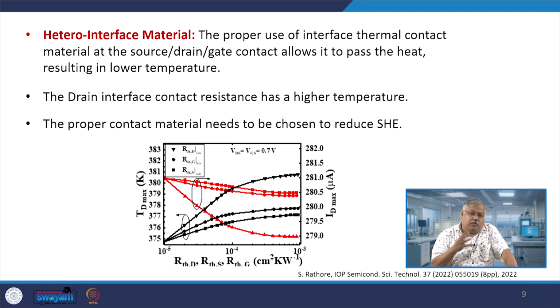Therefore, a good amount of research is also going on into what type of contact material can be used to reduce the self heating effect.